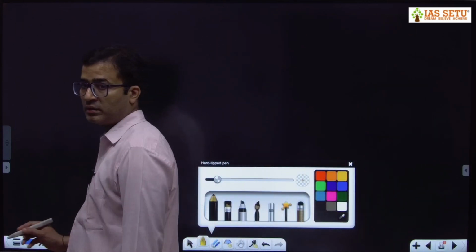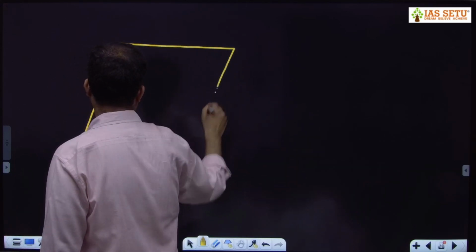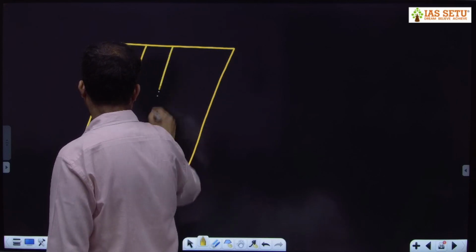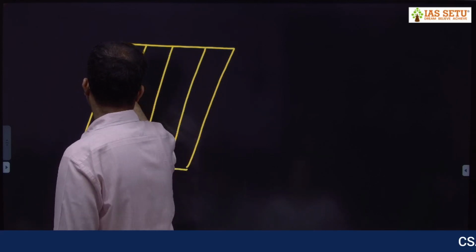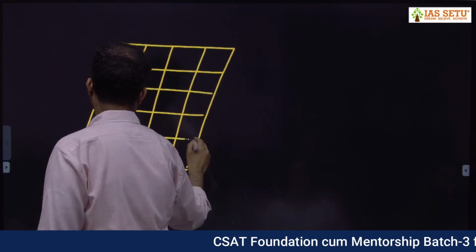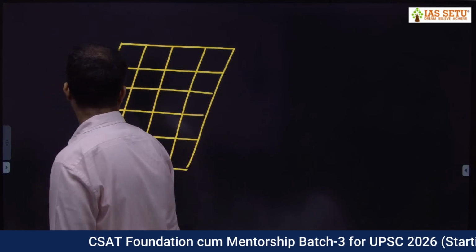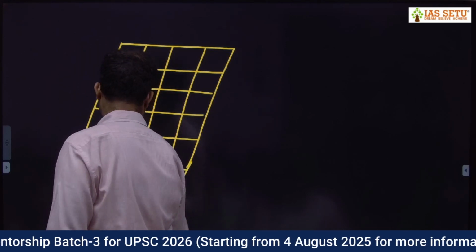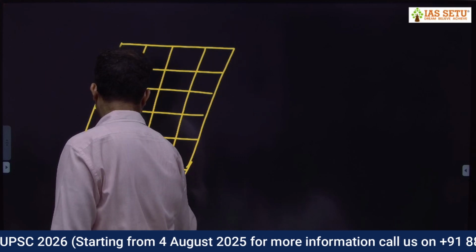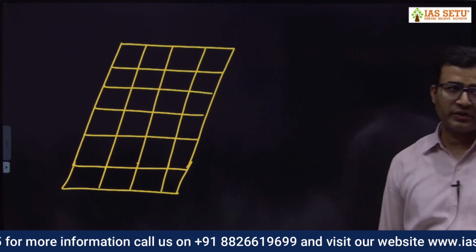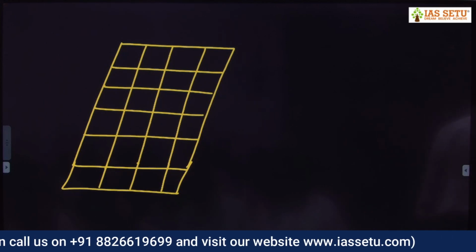Okay, clear? Take your time, in this given figure count the number of rhombus and keep your answer with yourself.